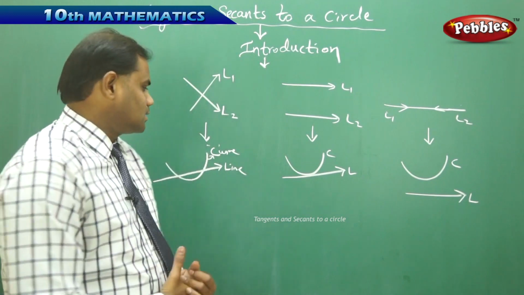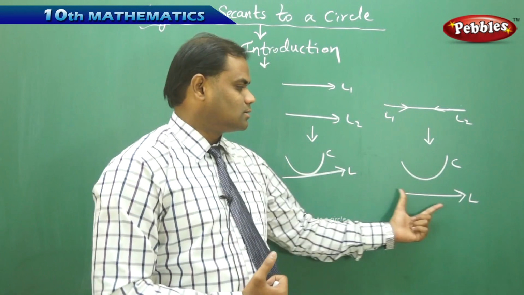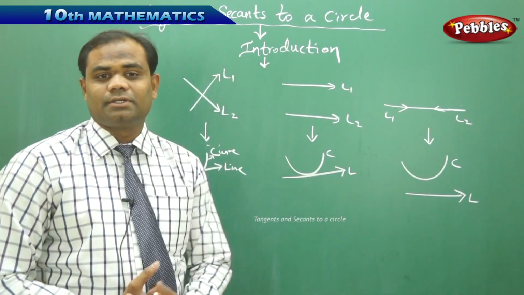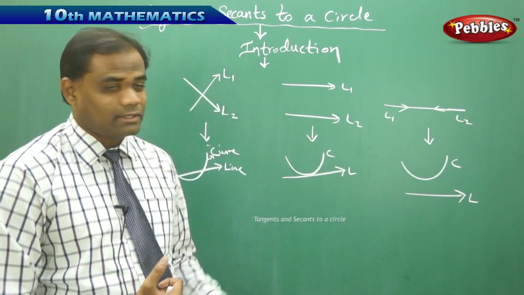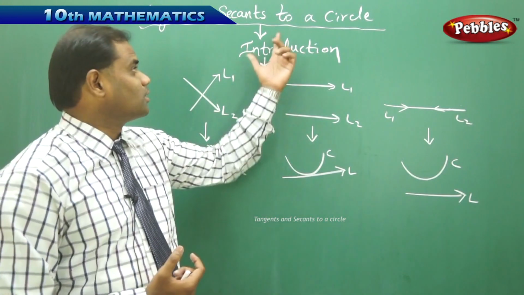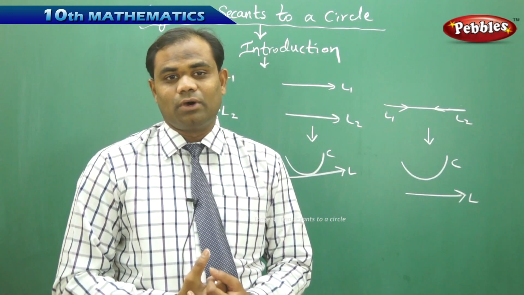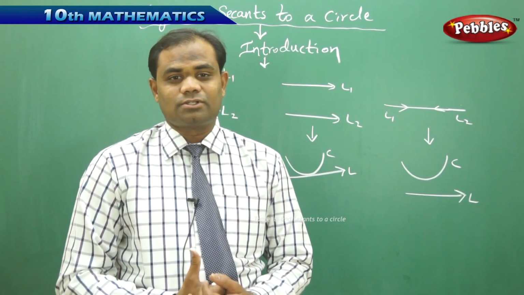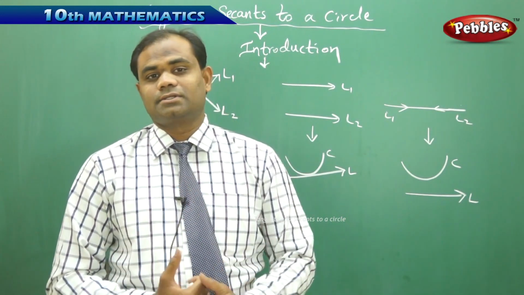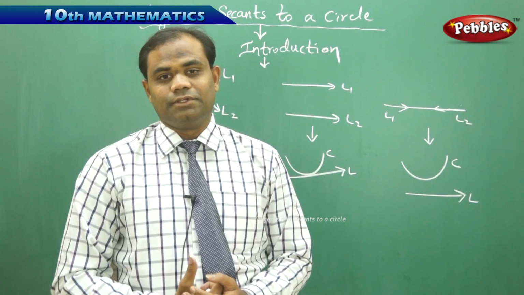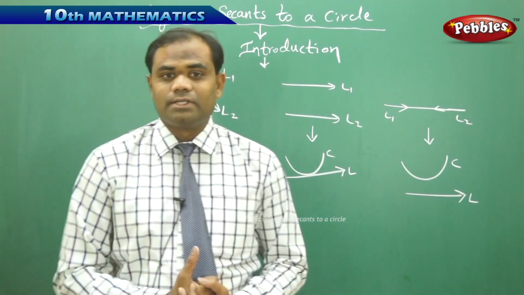So the possibilities are that the curve and a line may intersect, may not intersect, or may touch at one point. So these three different cases have given rise to the topic of tangents and secants to a circle. Today we are going to study the circle and the different possibilities of a line which cuts the circle, does not cut the circle, or touches the circle, the three cases which we are going to study in the session of tangents and secants to a circle.